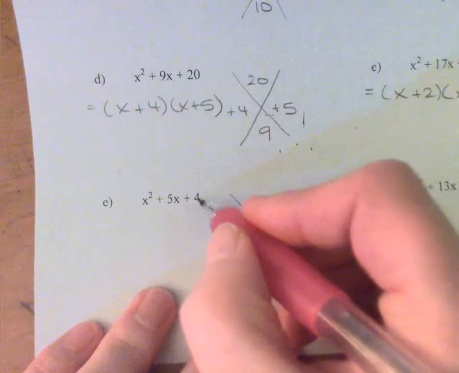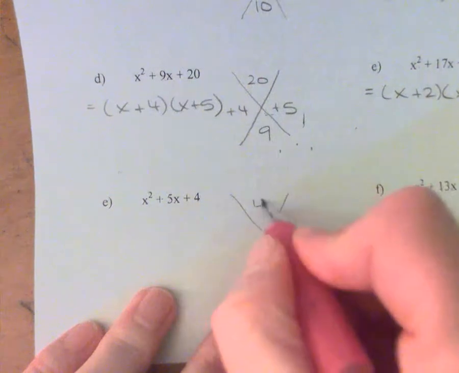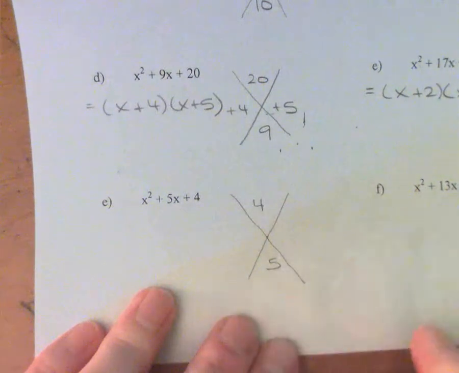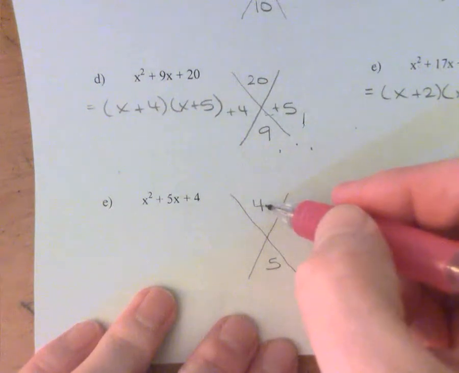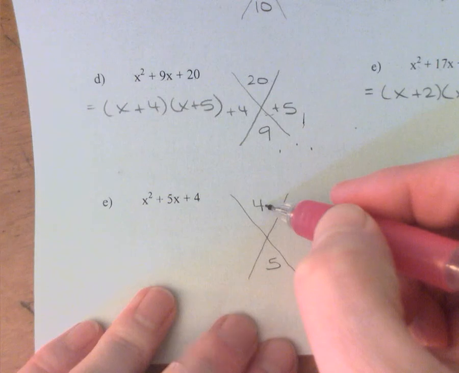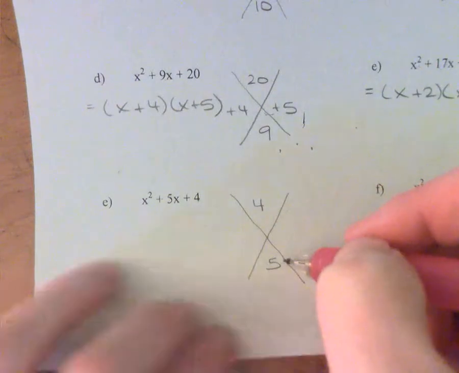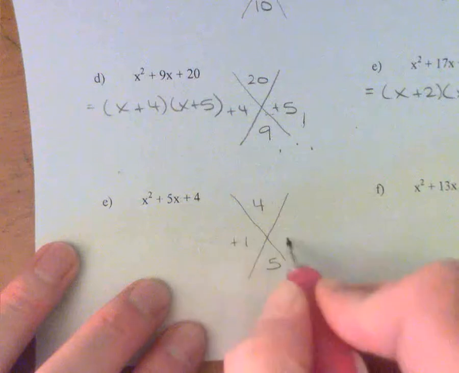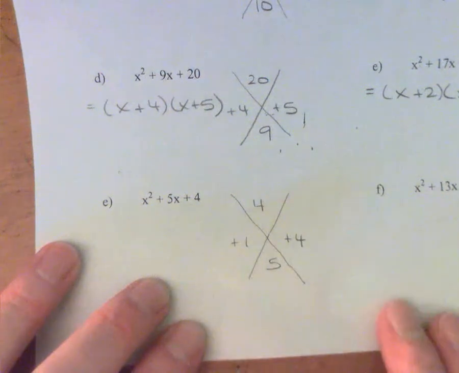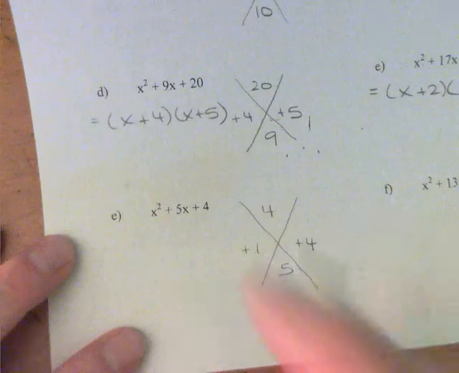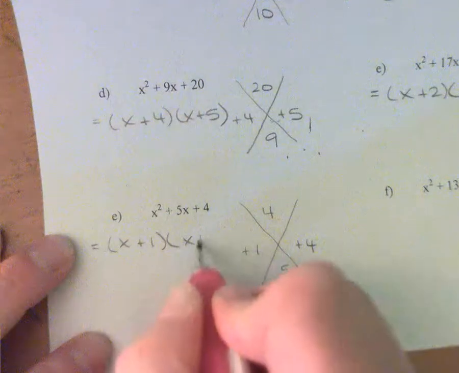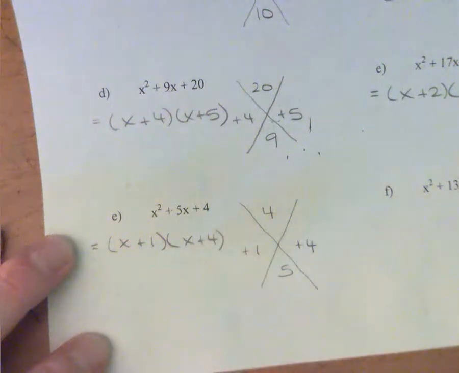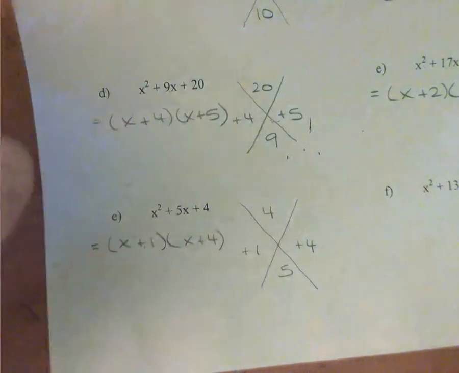Okay, so I'm looking for two numbers that multiply to 4 and add to 5. So the combinations for 4 are 1 and 4 or 2 and 2. Which one adds to 5? I'm going to say plus 1 and plus 4. So now I have x plus 1 and x plus 4. Let's try one more.